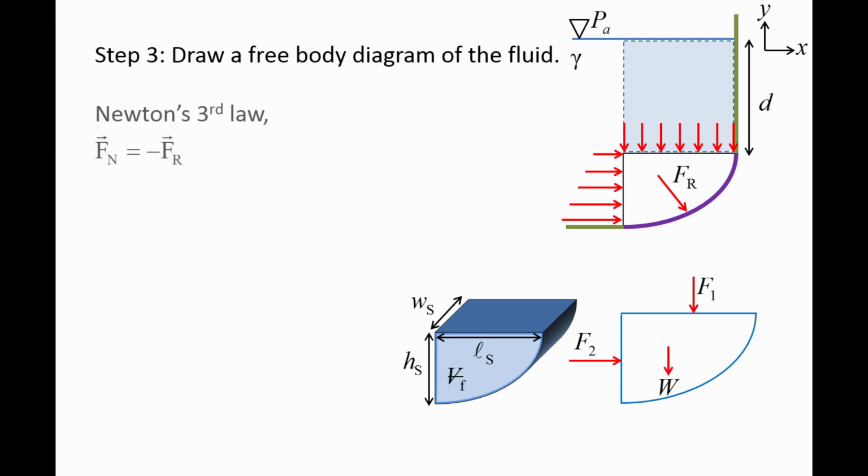For the last force, Newton's third law tells us if the fluid exerts a force Fr on the wall, then the wall exerts an equal and opposite force on the fluid. This normal force will be denoted as Fn. So if we can find Fn, we will know the resultant force Fr.